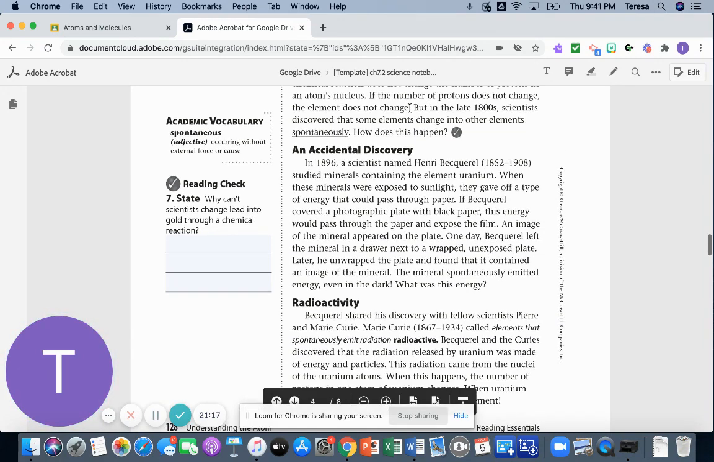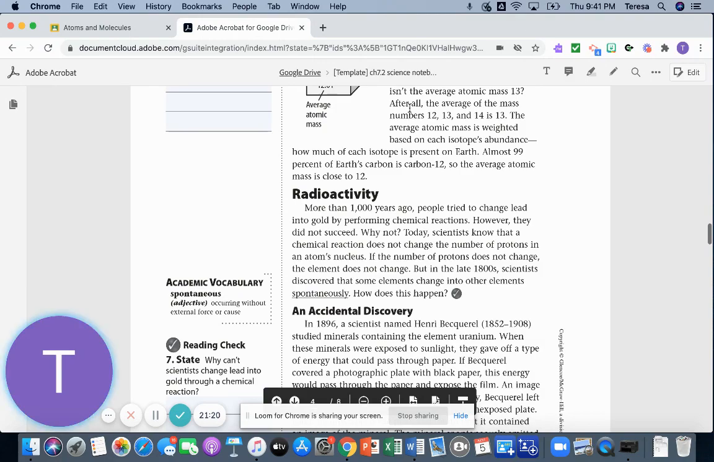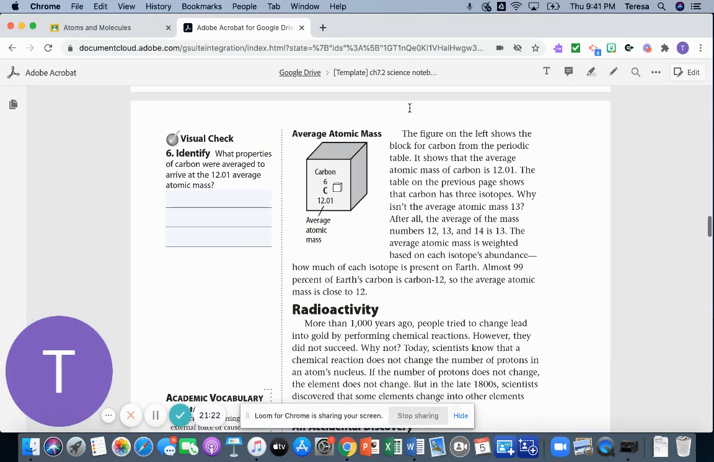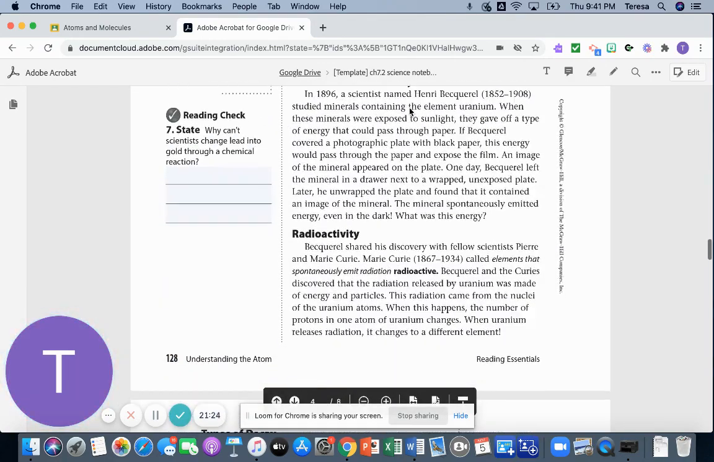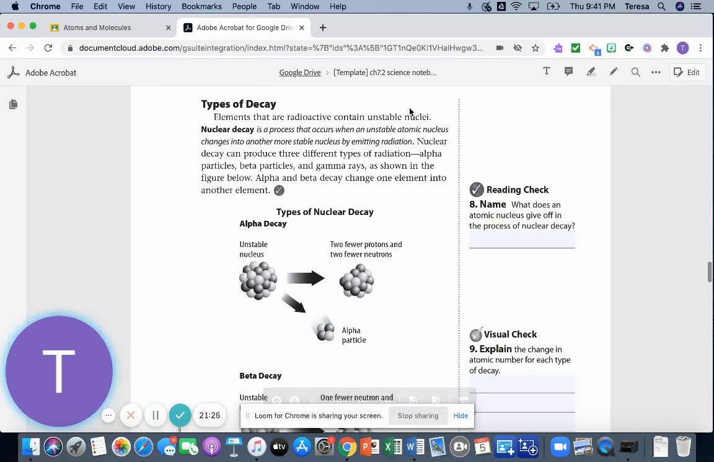Okay, so atoms cannot change from one type of atom into another through a chemical reaction. Okay, the types of decay. Elements that are radioactive contain unstable nuclei. A nuclear decay is the process that occurs when an unstable nucleus, so some elements are just naturally unstable, will change into another more stable nucleus by emitting radiation.